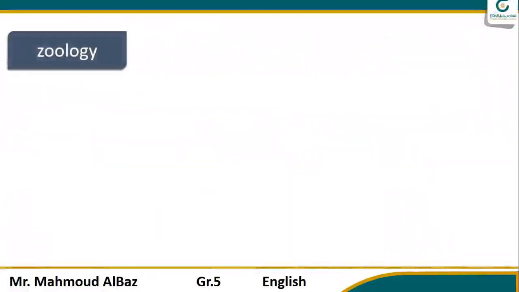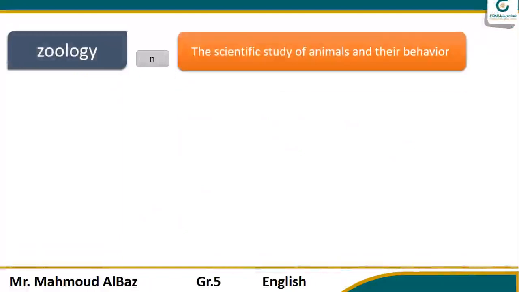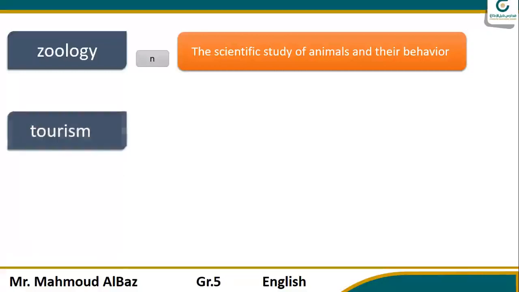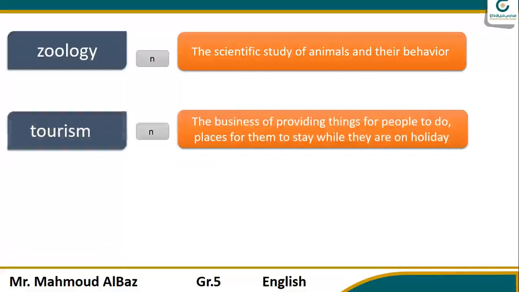Okay, next, the word zoology. Okay, and it's a noun, by the way. It's the scientific study of animals and their behavior. Zoology. Tourism. Okay, and it's a noun, which means the business of providing things for people to do, places for them to stay while they are on holiday.